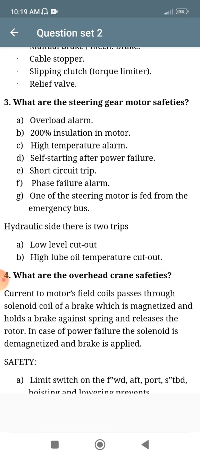Steering gear motor safeties are overload alarm, 200% insulation in motor, high temperature alarm, self starting after power failure, short circuit trip, phase failure alarm. One of the steering motors is fed from the emergency bus. Hydraulic safeties are low level cutout and high lube oil temperature cutout.